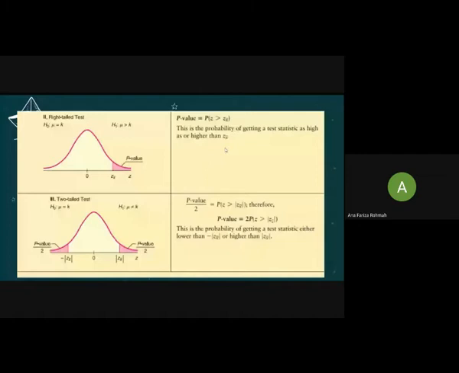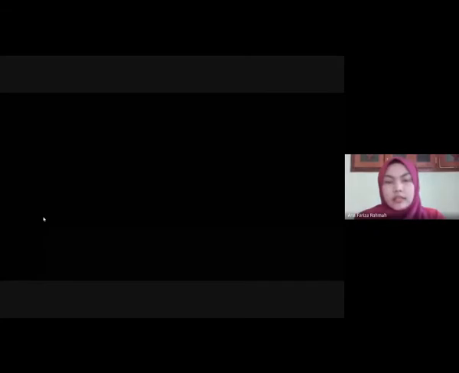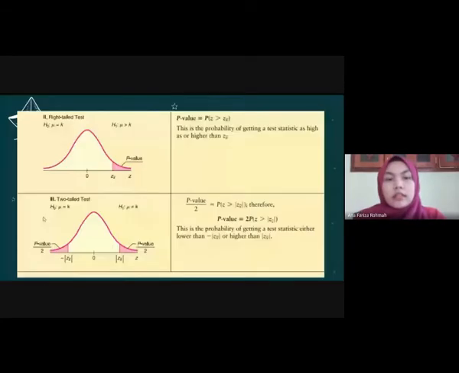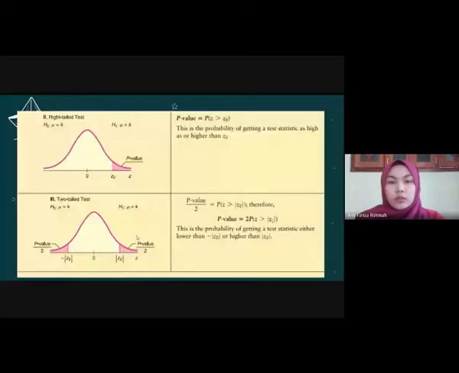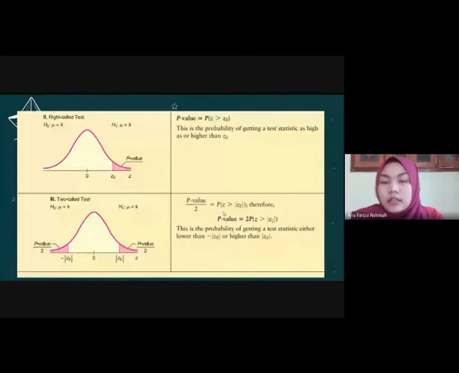And the third is the two-tailed test. If the null hypothesis is mu equal to k and the alternate hypothesis is mu not equal to k, then the p-value divided by 2 equals P(Z greater than the absolute value of z of x bar).